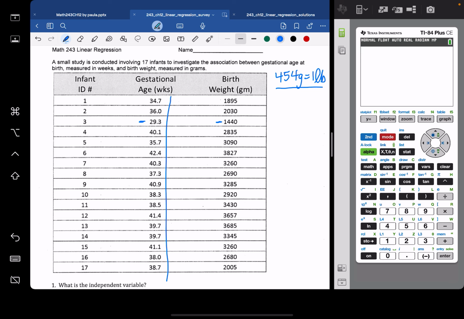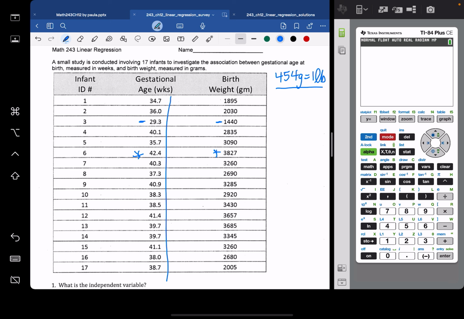Let's find the highest gestational age in this list. Looks like it is here, so I'll put a star there. And where is the highest weight for the babies? Is that also this one? Okay, so it's a little hard to see at a glance whether increasing age leads to increasing weight. It will be easier to see after we graph.